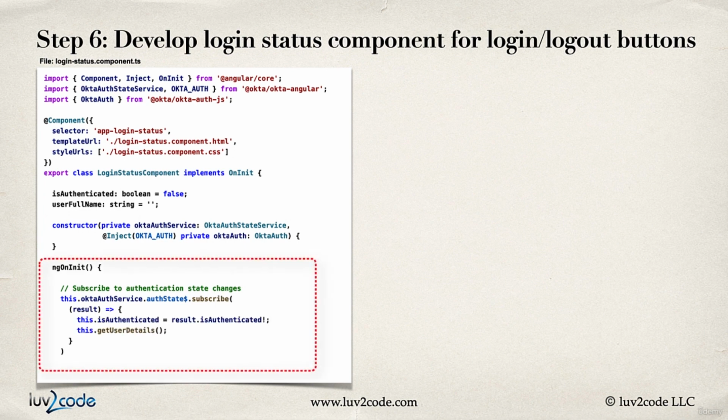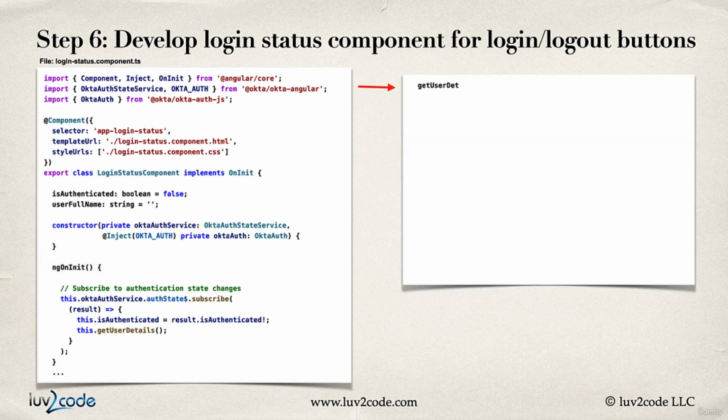In our ngOnInit method, we'll simply subscribe to the authentication state changes. So we say oktaAuthService.authState.subscribe. We get a result, and we say isAuthenticated equals the result. And then we also call this.getUserDetails. Now, what about getUserDetails? Well, it's over here. It's a method that we'll define in our class here.